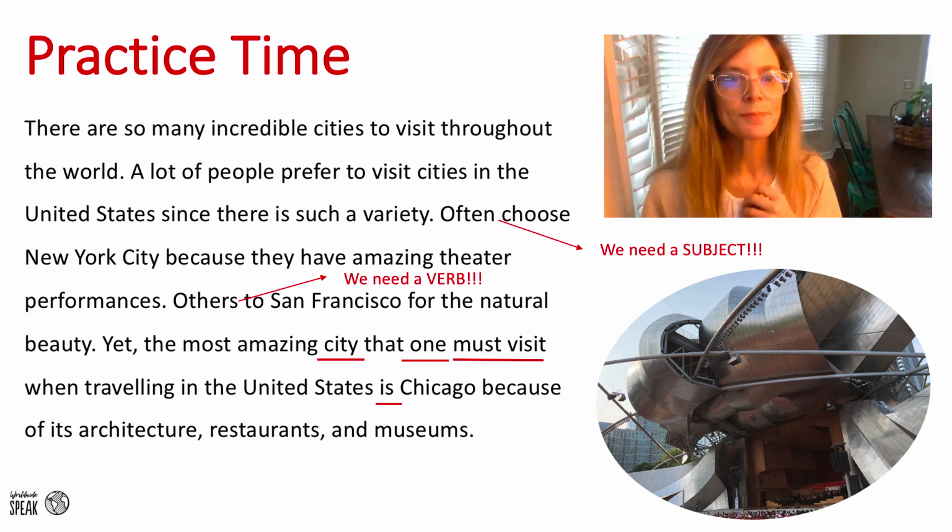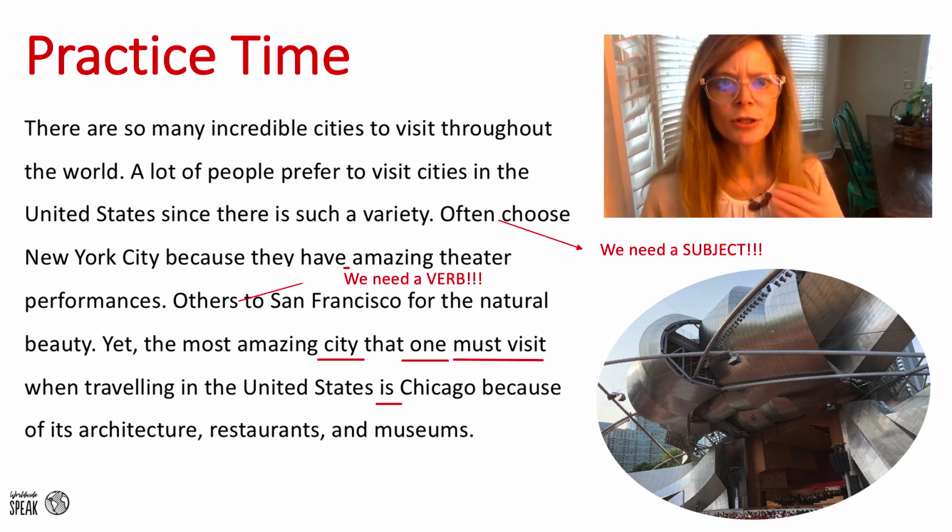Let's take a look. "A lot of people prefer to visit cities in the United States since there is such a variety." That sounds pretty good to me. All right, let's look at the next one. "A lot of people prefer to visit cities in the United States since there is such a variety." This looks good to me. A lot of people prefer: subject, verb.